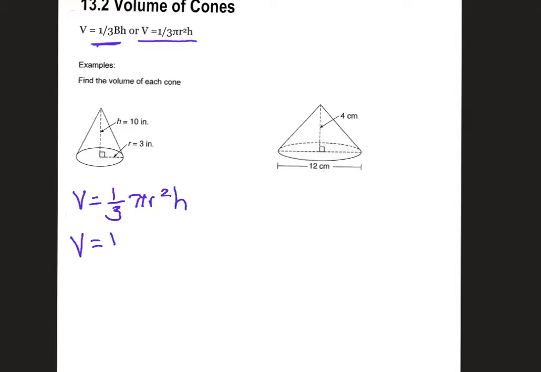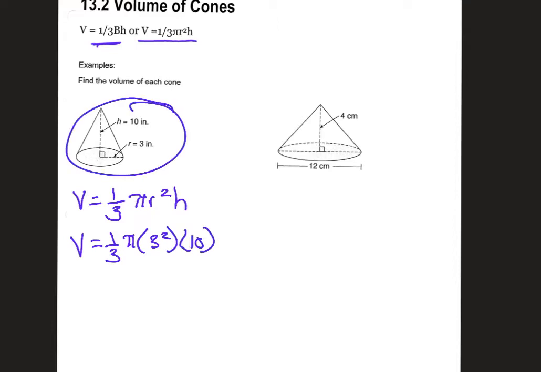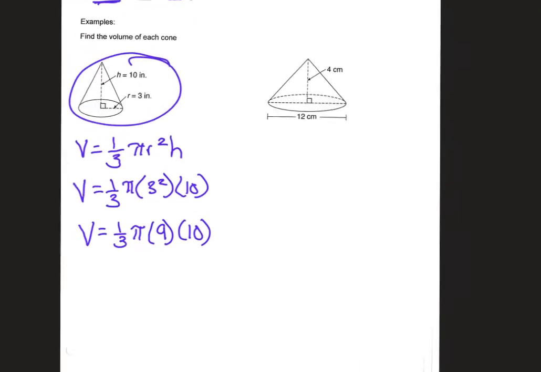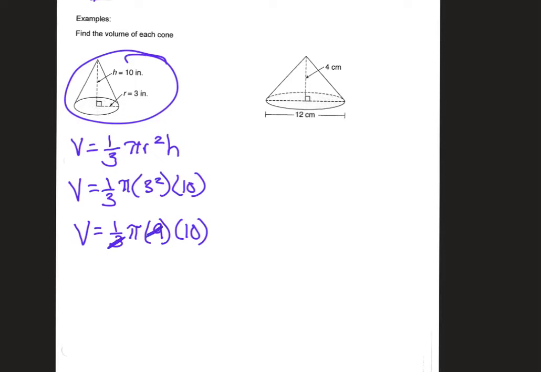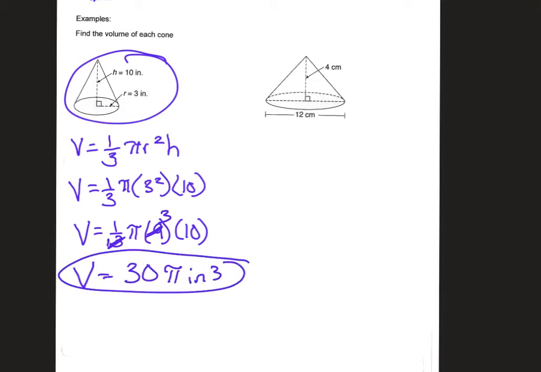So you're going to fill in what you were given. Again, we're going to leave pi because you may have to do an exact. The radius is 3 squared times your height, which is 10. And all that's given up here in your problem. Okay, so I have 1/3 times pi, 3 squared is 9, times 10. I can simplify this because 3 goes into 9 3 times, and 3 goes into 3 1 time. So then I multiply, I just have 30, 3 times 10, right? 30 pi. And then this is inches cubed.